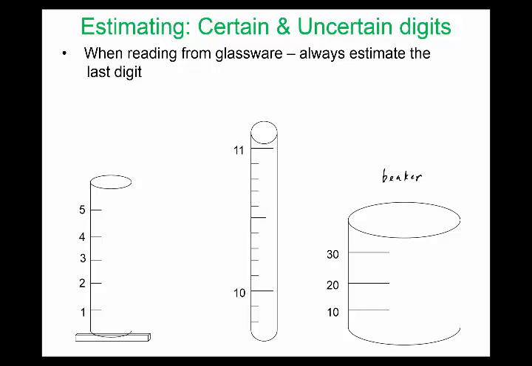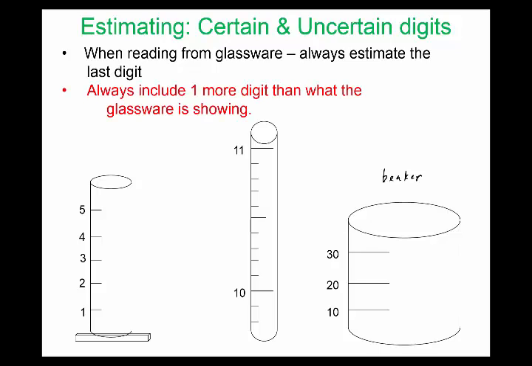So I'm using different instruments here. This one is medium size. This one's the skinniest one, so you're going to have the most SigFigs on this one. And then this one is the least accurate tool. Actually, the correct word is precise. It's the least precise. So here's the key point: when you're using glassware, you always include one more digit than what the glassware is showing. So let's take a look at some examples here.